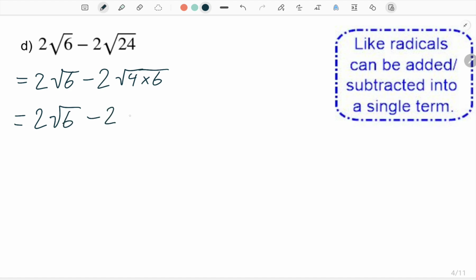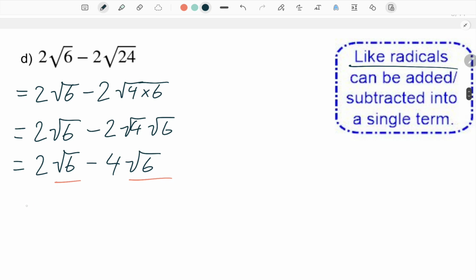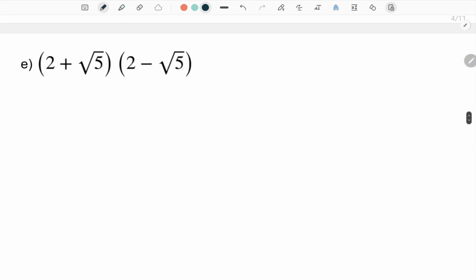So 2 root 6 minus 2, well, the root 4 that's in front. I'll break it apart and do this in 2 steps. Of course, you could do it in 1 if you wanted to. Root 4 is 2, and 2 times 2 makes 4 root 6. And look at that, we now have root 6 and root 6. They are, in a sense, like terms, so we can combine them. You can see over here, like radicals can be added or subtracted into a single term. So 2 minus 4 is negative 2 root 6's. So there we go. Let's continue on.